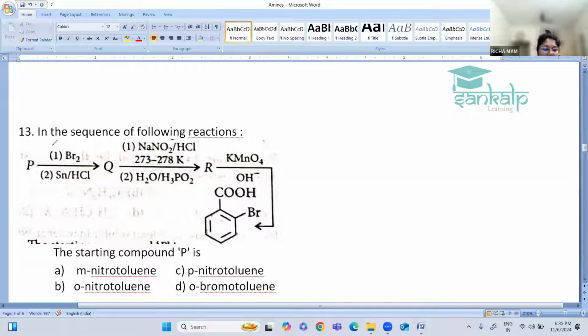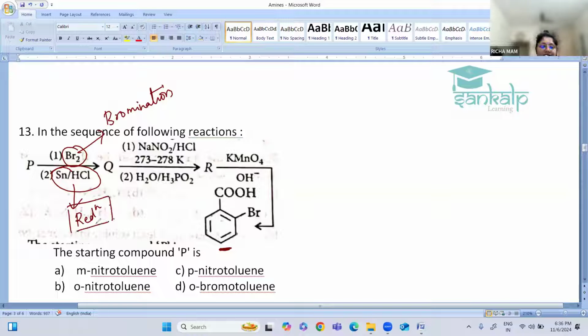The last product is a bromo substituted benzoic acid, right? You can see a bromo substituted benzoic acid. So what is Br2 in the presence of tin HCl? Br2 means they have done bromination. When you take bromine, they are doing bromination. In the presence of tin HCl, why is it used? For reduction. Tin HCl is used for reduction.